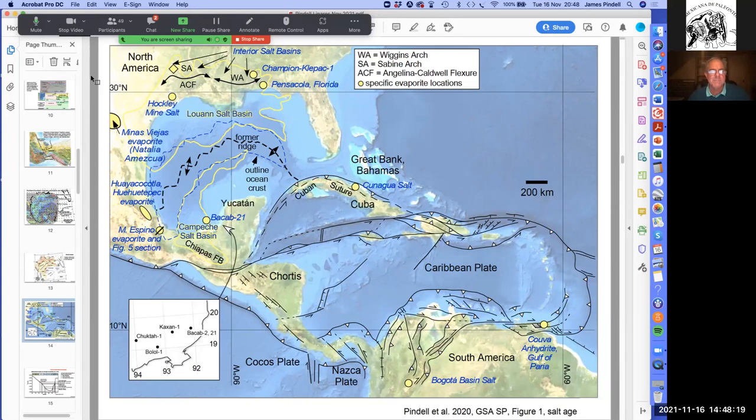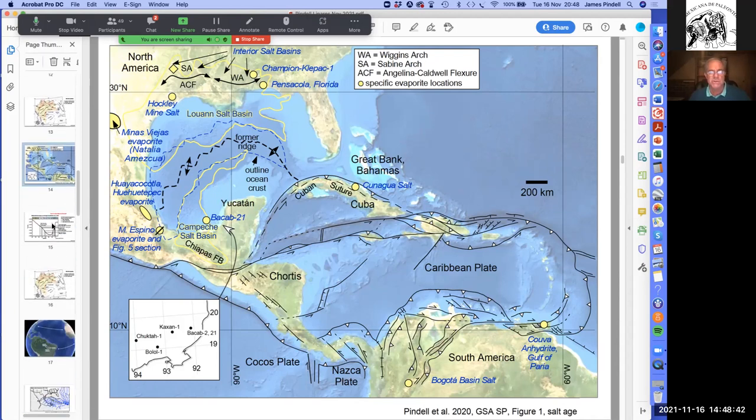We collected samples from a whole bunch of places around the Gulf. We went to the Bacab well near Cantarell, and we went to the Espino well in Veracruz Basin, and we got some from the Hockley salt mine, and so on and so forth. And then we dated the salt to determine what the age was. And the way we determine the age of salt is with strontium dating.